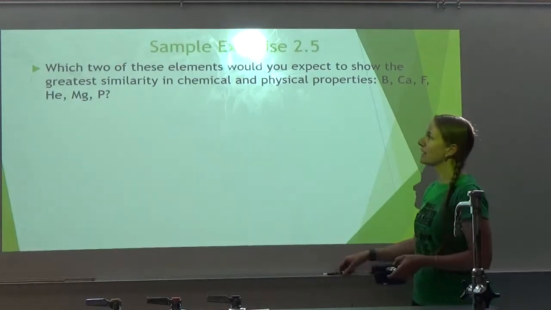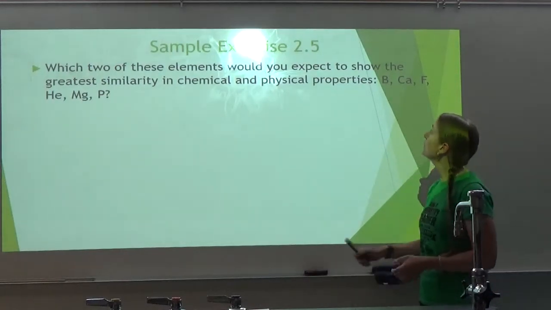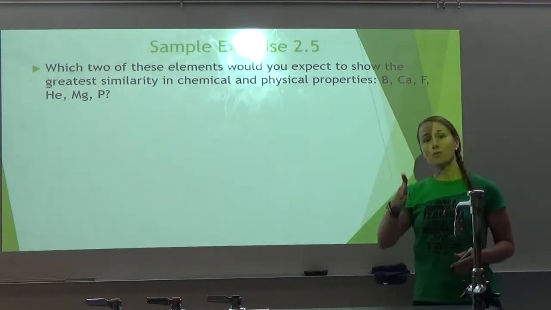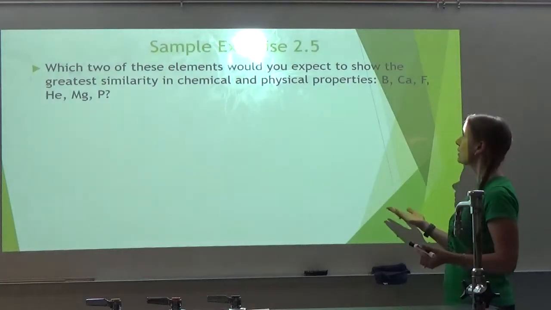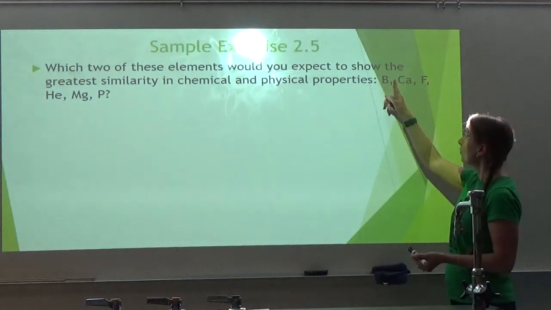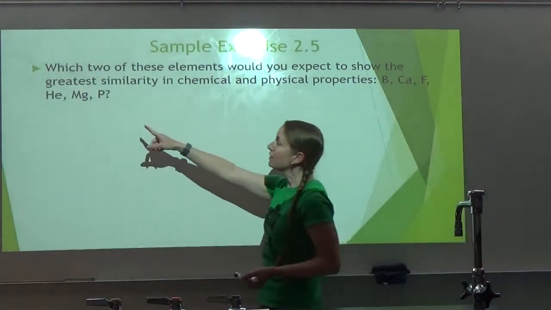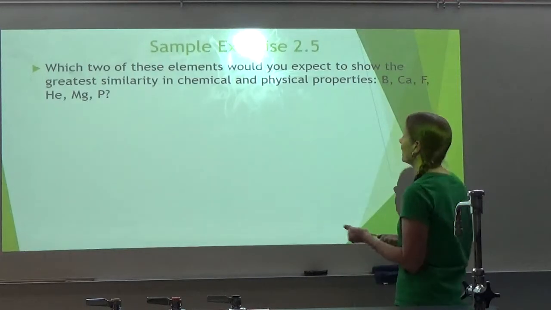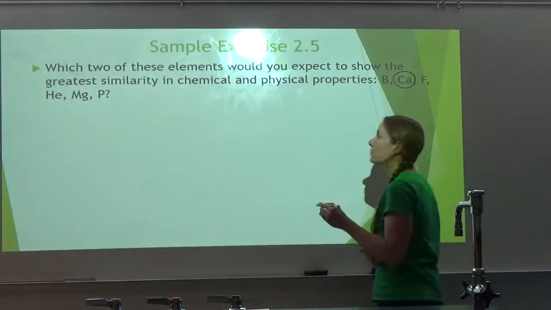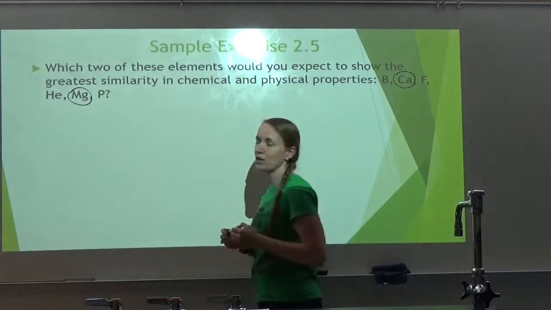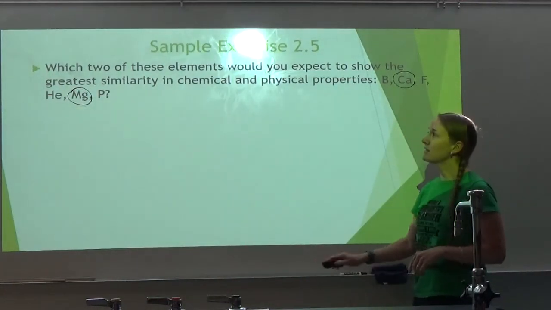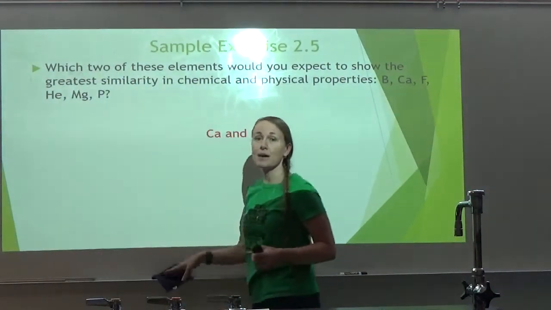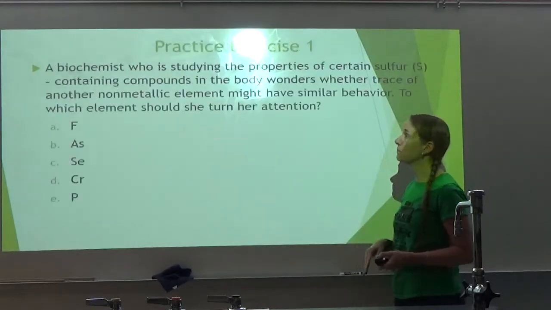So let's look at our first exercise. It says, which of these two elements would you expect to show the greatest similarity in chemical and physical properties? Well, we know elements in the same group have similar physical and chemical properties, so I just need to see what's in the same group. So we have boron, calcium, fluorine, helium, magnesium, and phosphorus. Well, if you look at a periodic table, which if you don't have one out, go ahead and pause and get one out, you will see that calcium and magnesium are in the same group. Okay, so since they're in the same group, they will have the similar properties. So remember, it's the same group or column, not period.